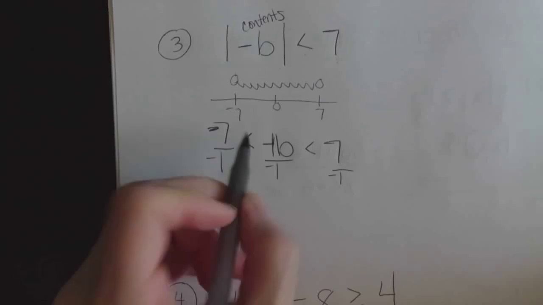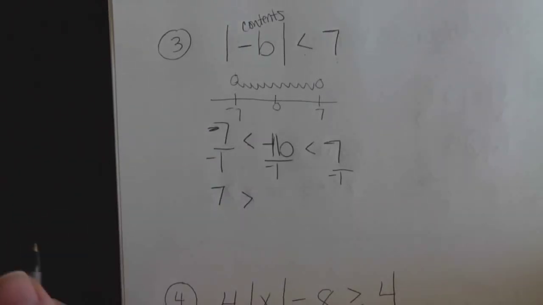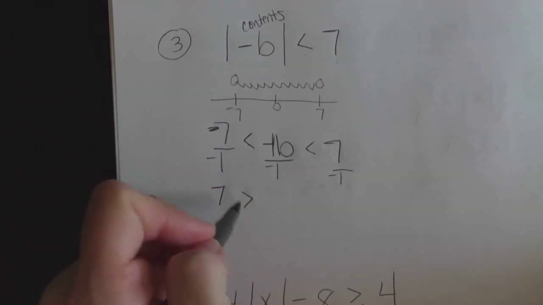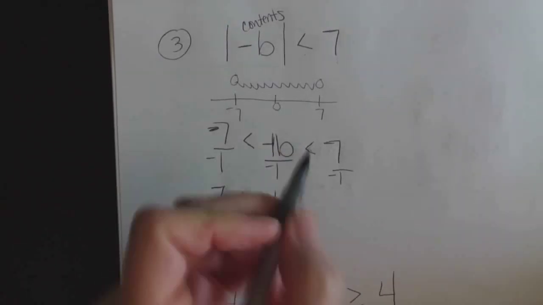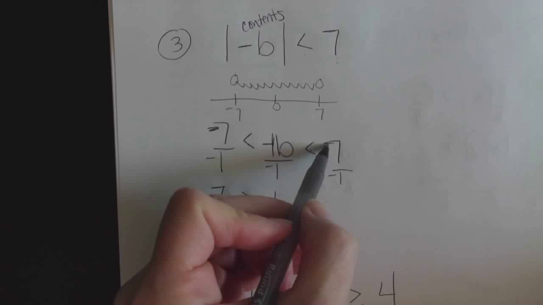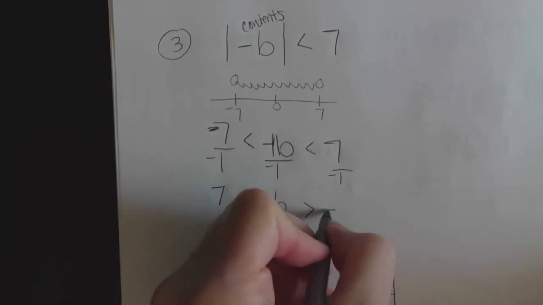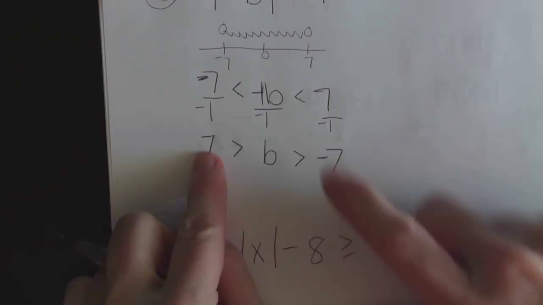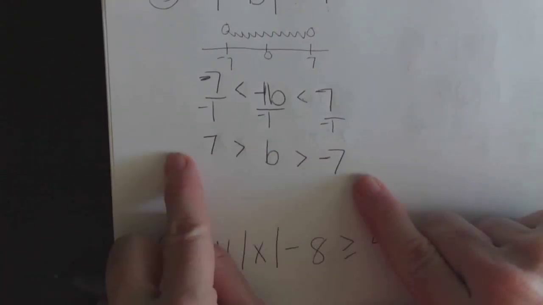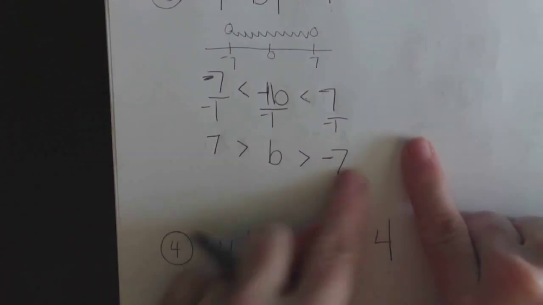So now I'm going to have negative 7 divided by negative 1, which is positive 7. I've got to turn him around because I divided by a negative. Remember that little rule? Here I'm just going to have b, and then I'm going to turn him around, and then 7 divided by negative 1 is negative 7.